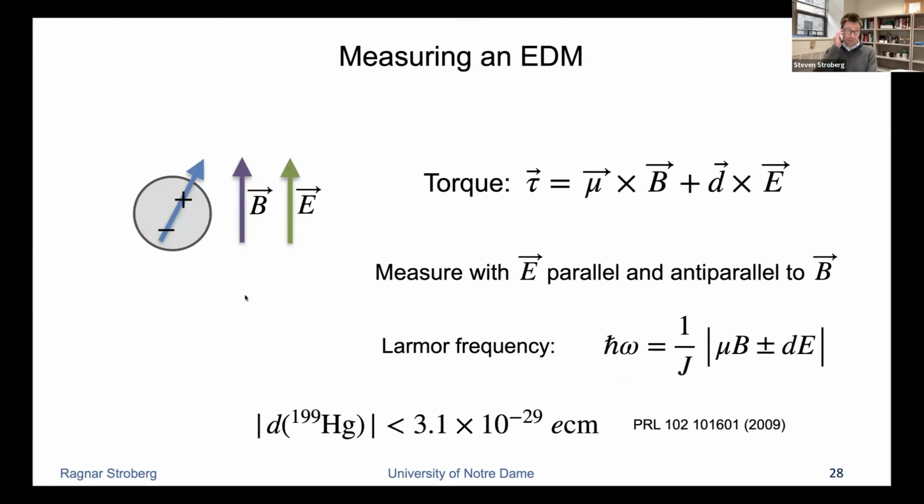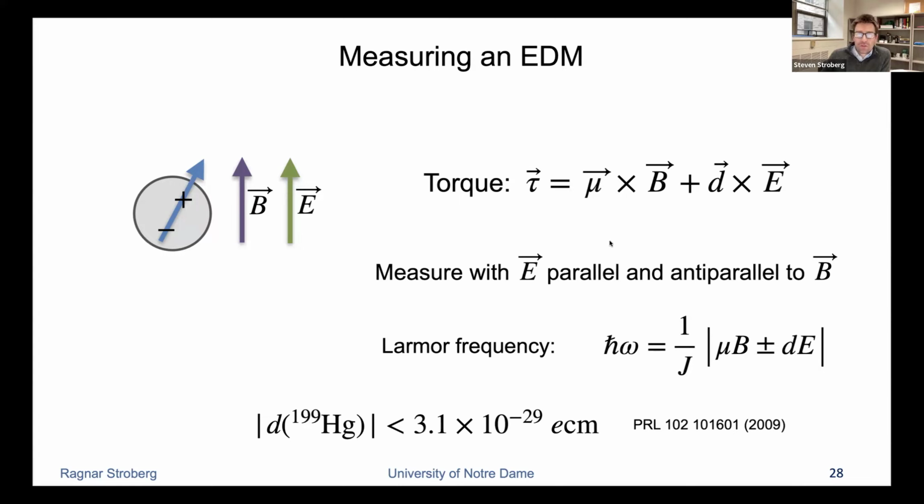Okay, so how would you actually go about measuring this? You can do this, for example, by putting some sample in a magnetic field and an electric field. If it's got a magnetic dipole moment, because it's got spin, and it's got an electric dipole moment, then it'll feel a torque of mu cross B. So that's the magnetic dipole moment, and then B cross E, the electric dipole moment.